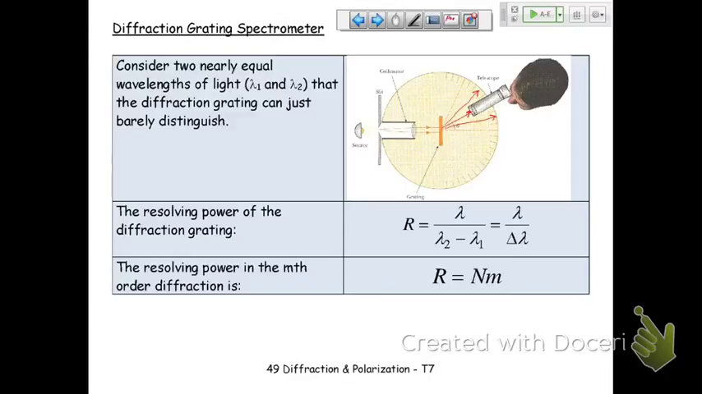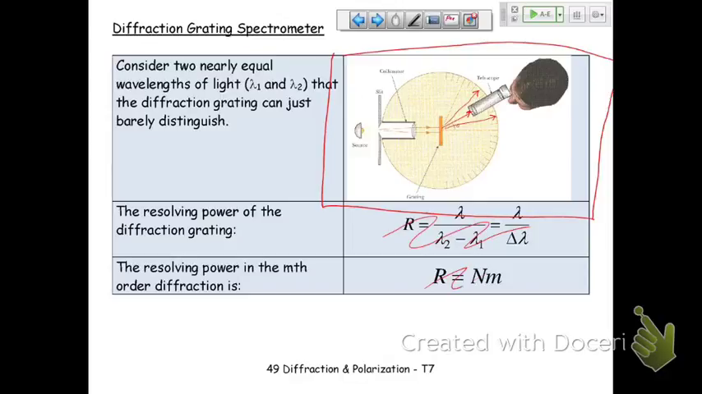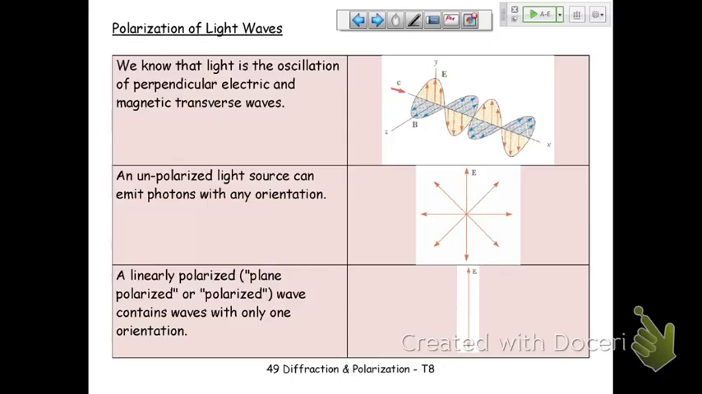So I want you to know about this instrument, and frankly, I don't expect you to remember this equation, so don't worry about that equation. But you can figure out the resolution of a system.